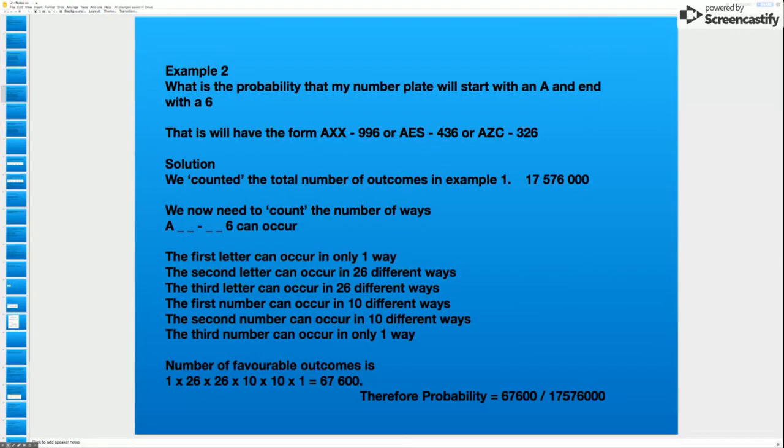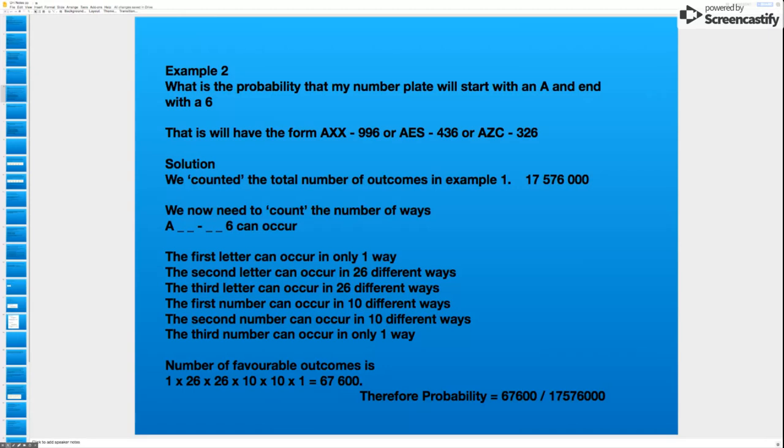Now, we've counted the total number. Remember, probability is the favorable outcomes over the total outcomes. From example 1, we've already counted the total outcomes over here, 17,576,000. So we need to count the number of ways an A can be first and a 6 can be last.